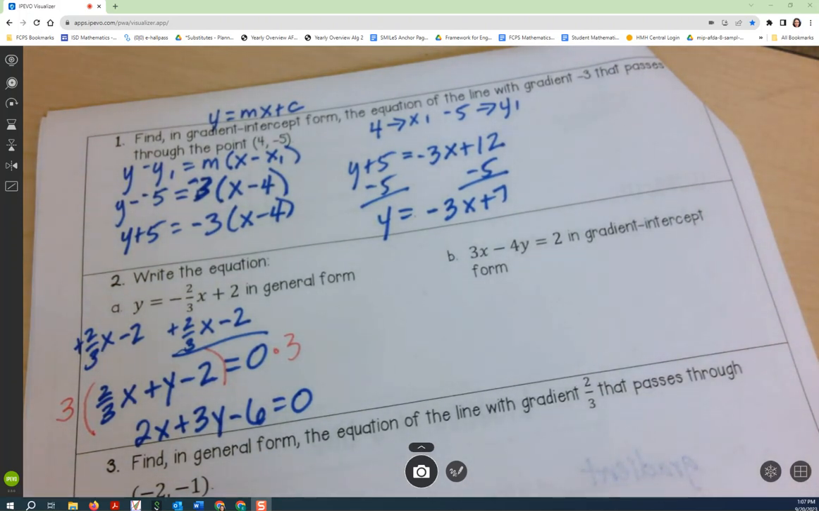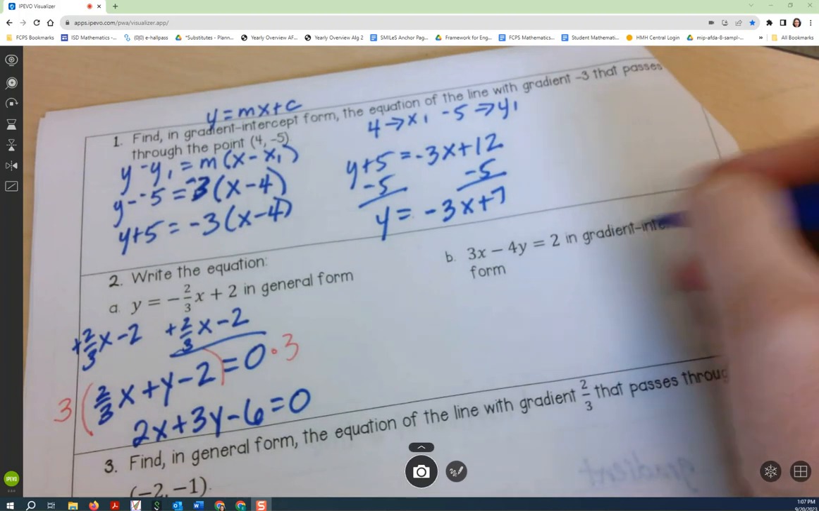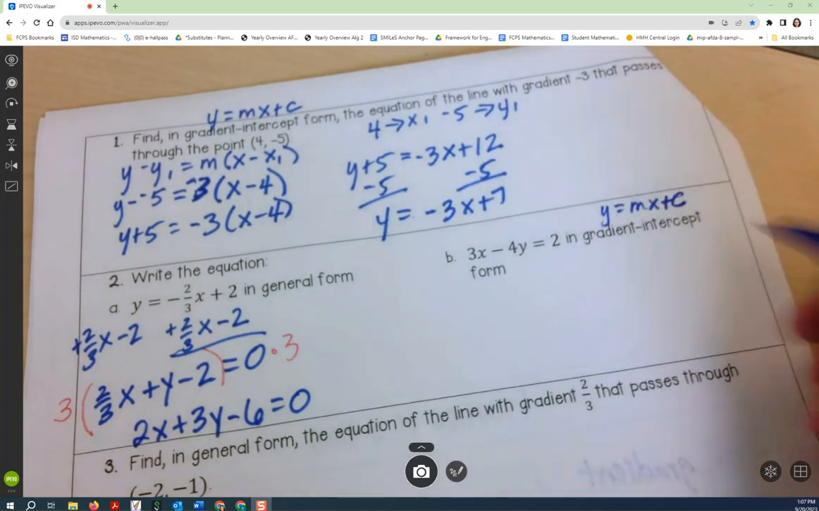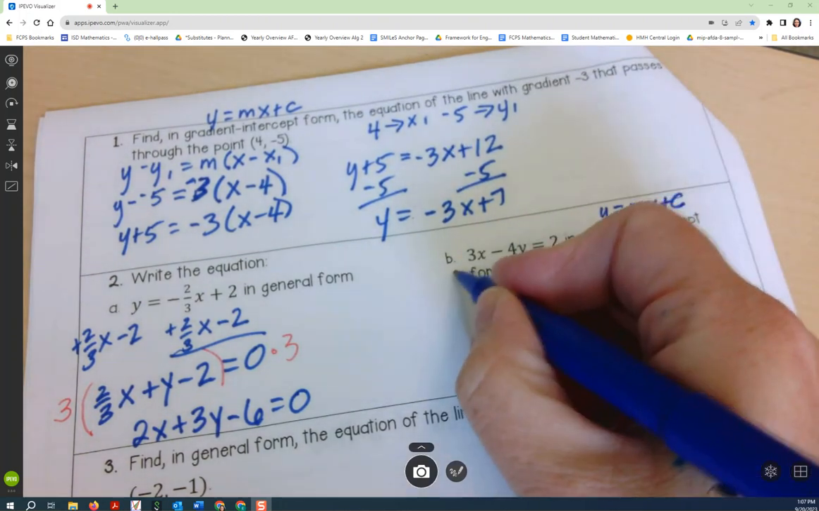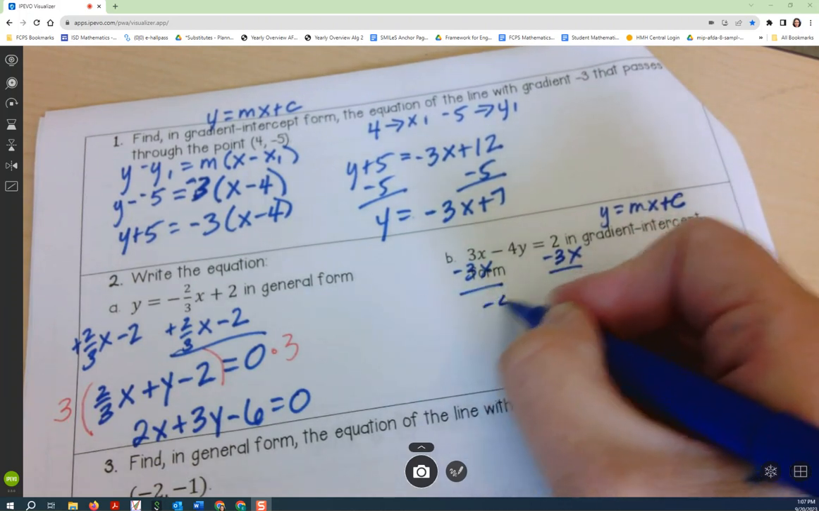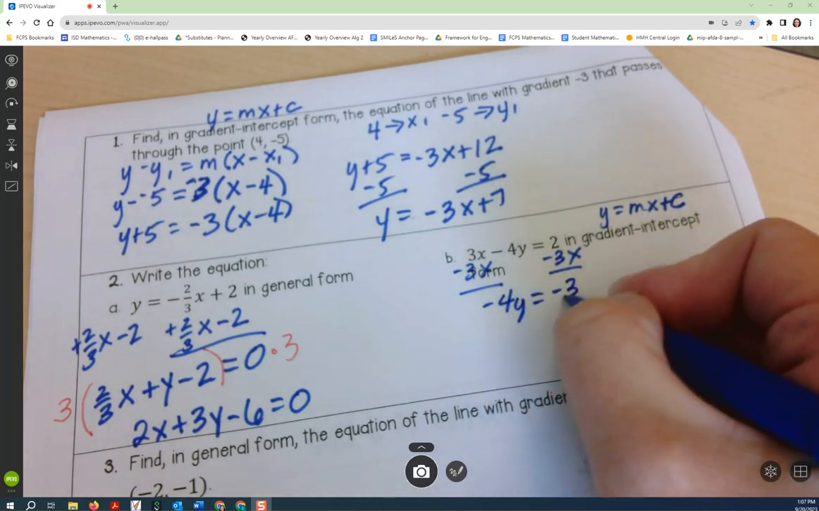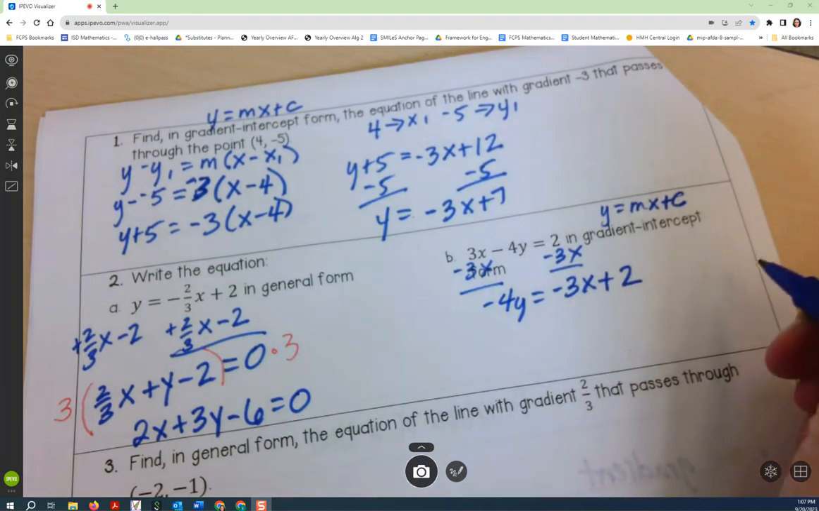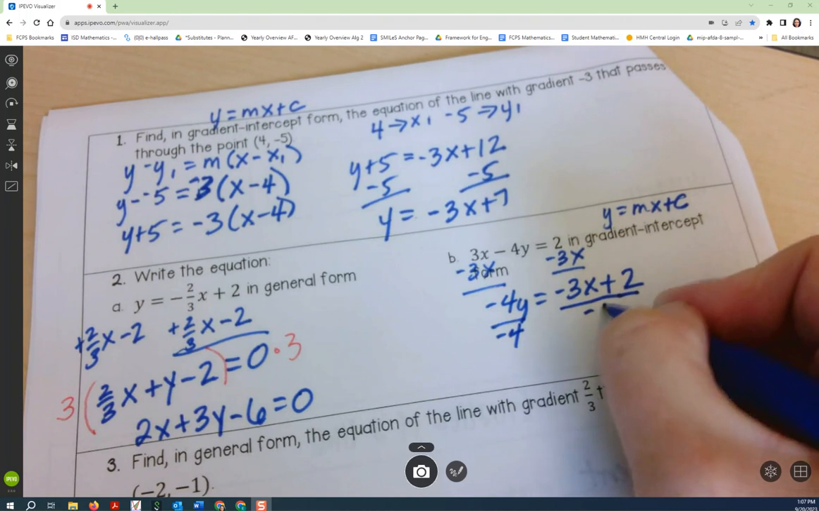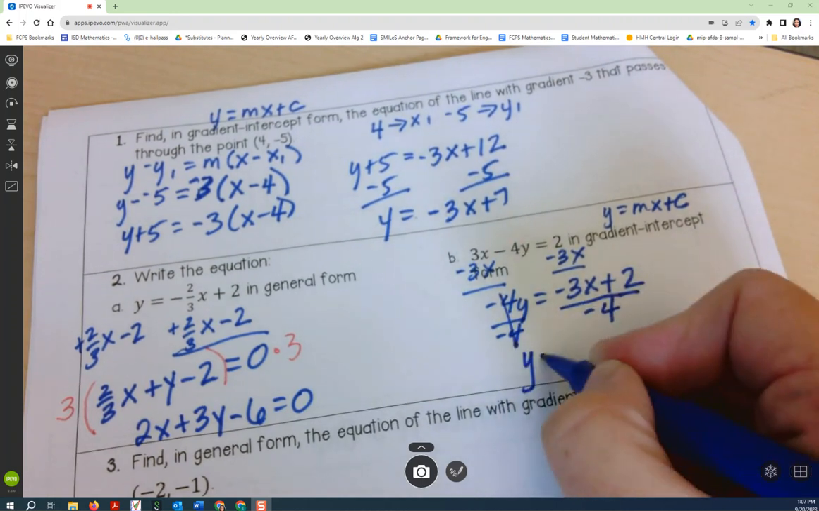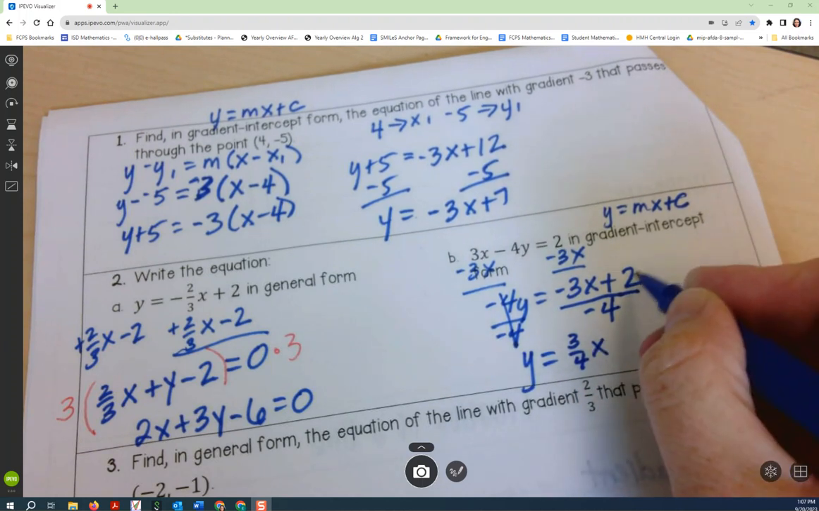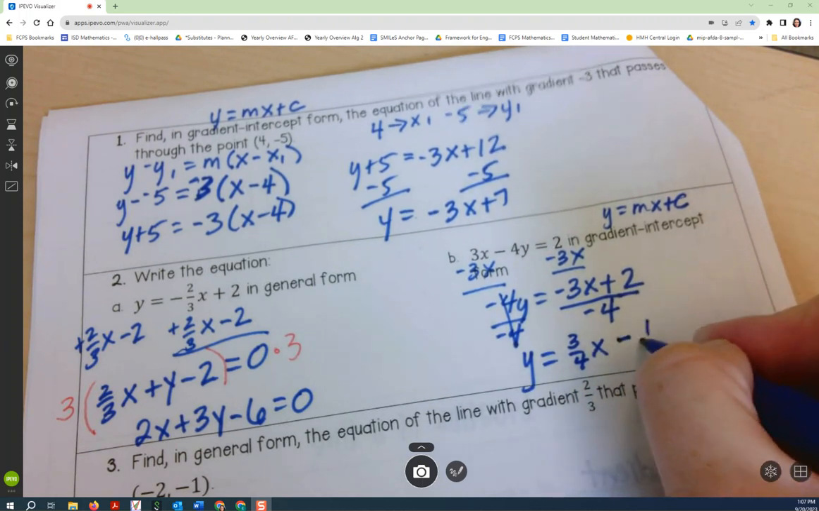So hopefully by now you've tried this. For this one, we're trying to go to gradient intercept form. That is your y equals mx plus c again. So we need to solve it for y. So I'm going to start by subtracting 3x on both sides. Negative 4y equals negative 3x plus 2. And then we're going to divide by negative 4. So y equals negative over negative is positive 3/4. And then positive over negative is negative 1/2.